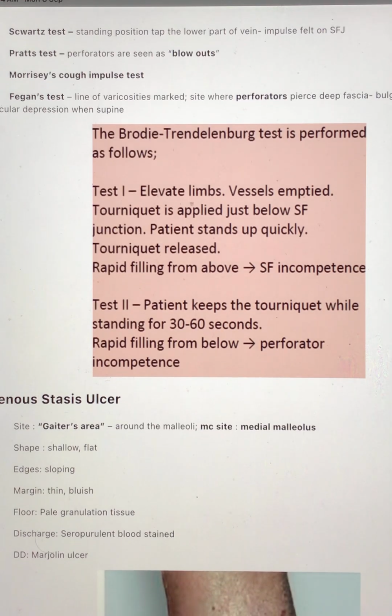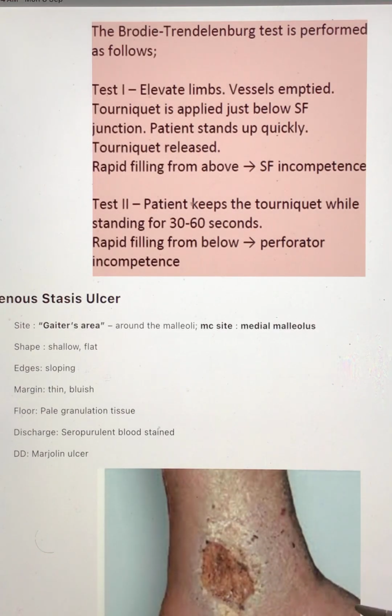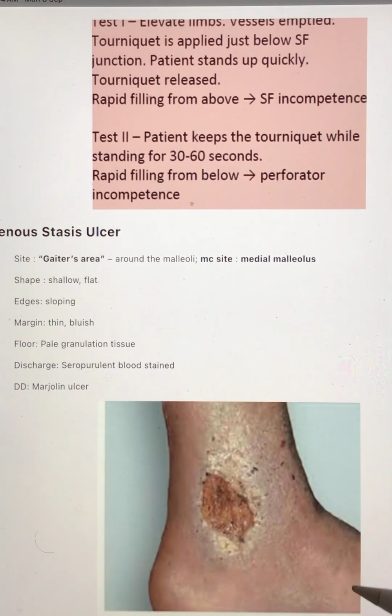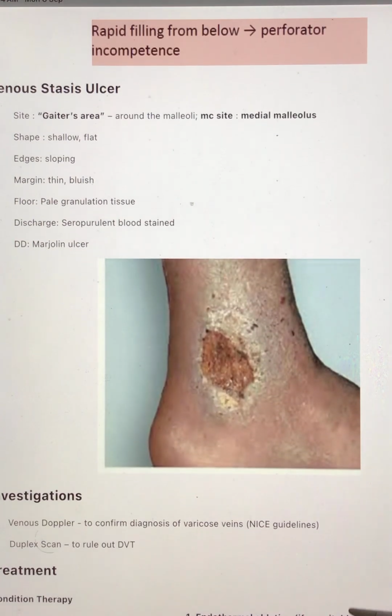What is a venous stasis ulcer? It is in the gaiter area around the medial malleolus. Most common site is the medial malleolus. Shape is shallow and flat, edges sloping, margins thin and bluish, pale granulation tissue, discharge seropurulent. Investigation is venous Doppler to confirm the diagnosis of varicose veins, as per NICE guidelines. Then duplex scan to rule out DVT. Conservative therapy.